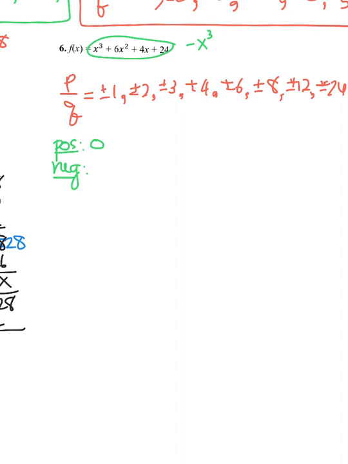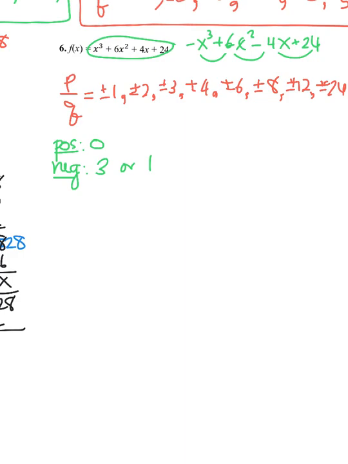So when I plug in negative x, I get negative x cubed plus 6x squared minus 4x plus 24. So I have 1, 2, 3 sign changes. That tells me I have either 3 or 1 negative roots. So now I'm just going to try out the negatives.